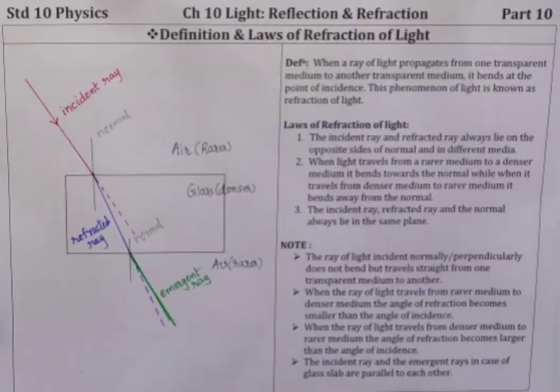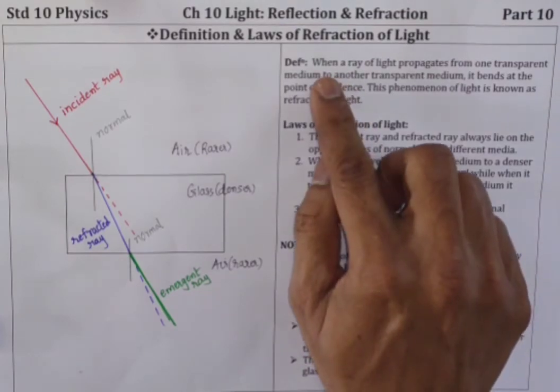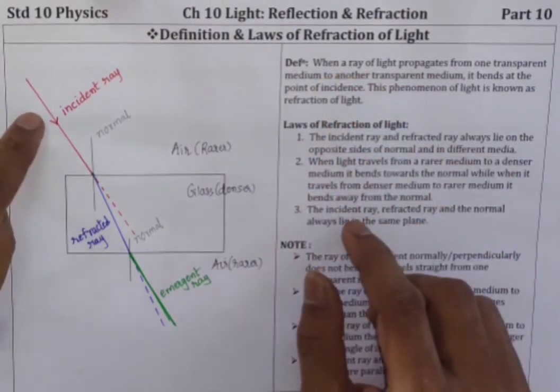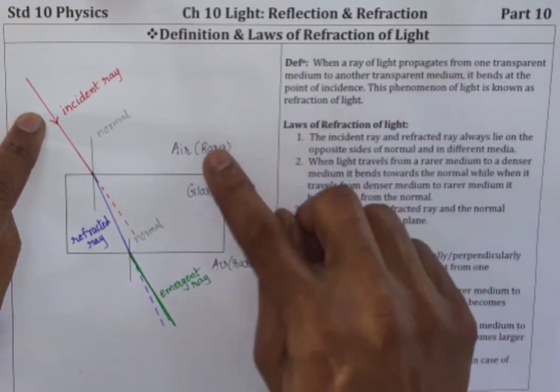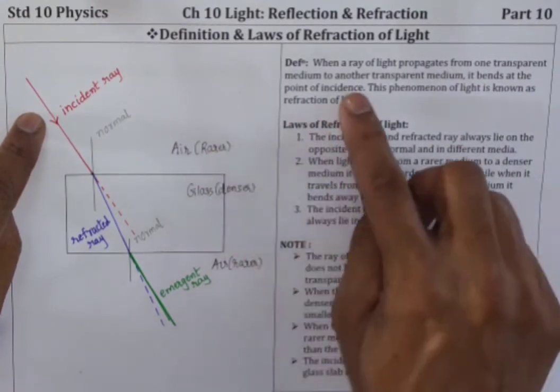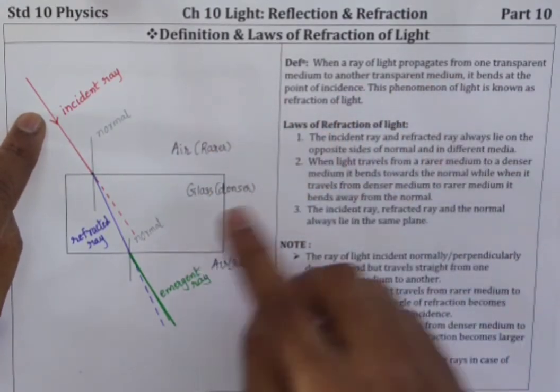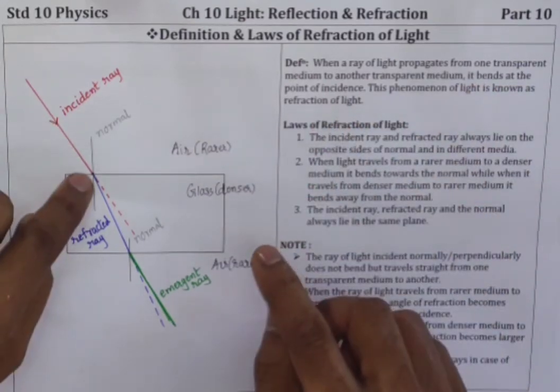Good. Alright children, so what have we seen in this session? Of course, the definition. When a ray of light, the red one, propagates from one transparent medium, air, to another transparent medium, glass, it bends at the point of incidence.